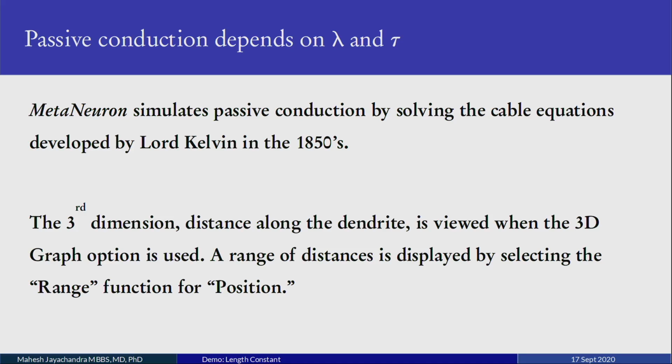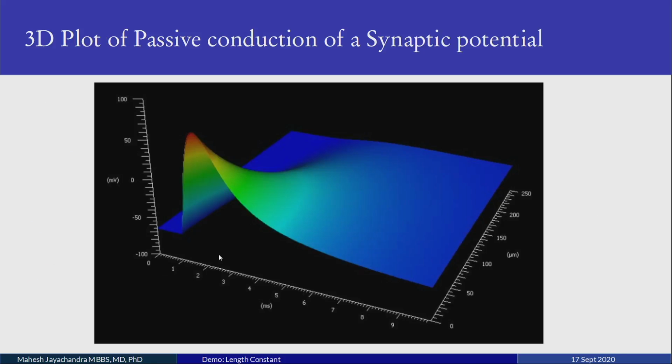So those equations were very useful to model the cable properties of an axon or a dendrite. The third dimension, distance along the dendrite, can be viewed using the 3D graph option, and a range of distances is displayed by selecting the range function for position. Okay? So this is how it looks. Here you have the time, here you have the millivolts on the y-axis, and here you have the distance, how it decays. Okay? And this is a surface contour plot.